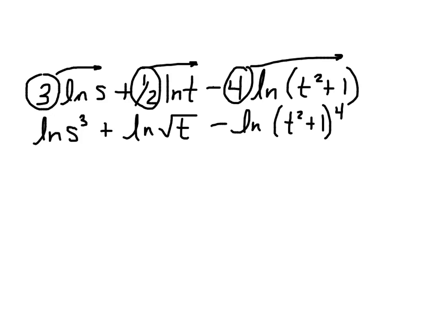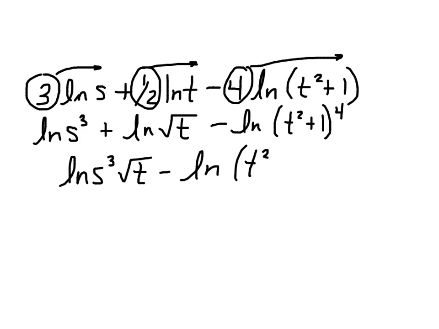Adding is the same as multiplying. So I've got the ln of s cubed square root of t minus the ln of t squared plus 1 to the 4th power. And again, I'm going left to right.